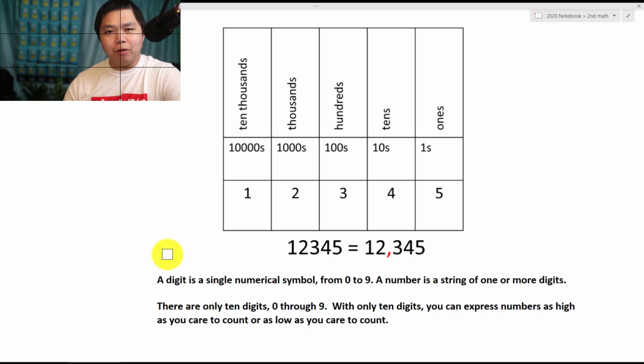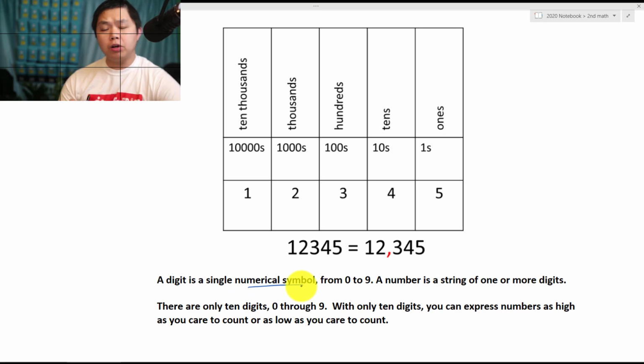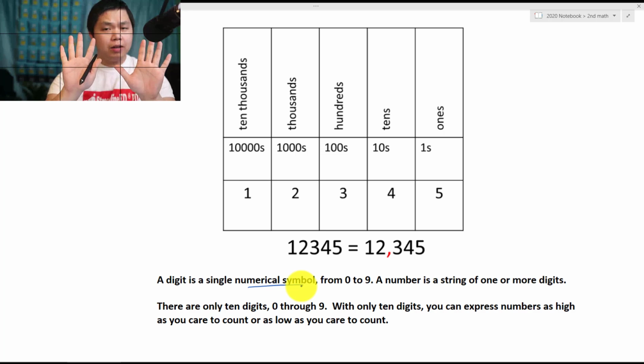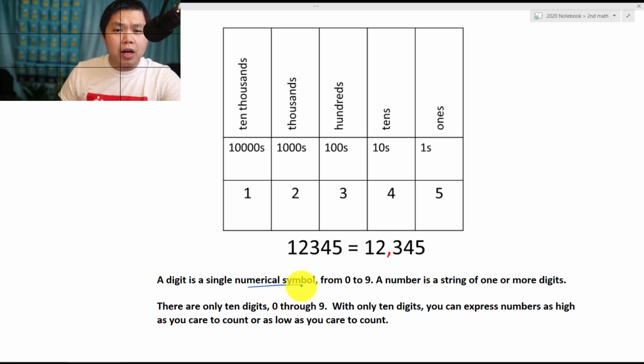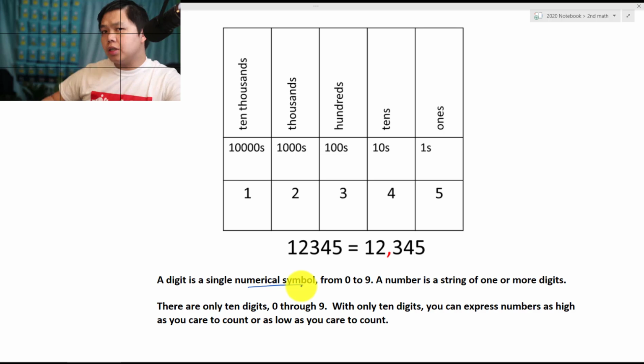In the previous video, we learned about numbers, and numbers are basically written by one or more digits. And we learned that a digit basically is a numerical symbol from 0 to 9. So a total of 10 different symbols or 10 different digits. Using those digits, we can write the largest number we can think of or the smallest number we can think of. But here's the most challenging part.